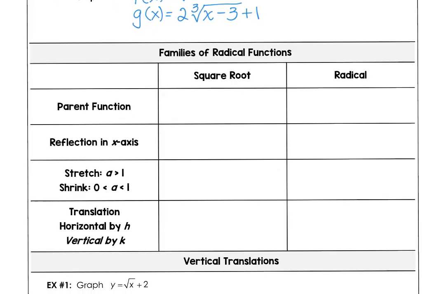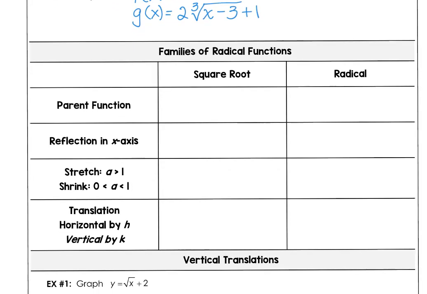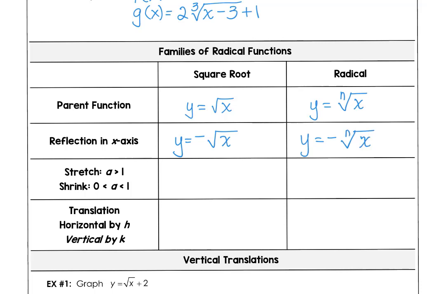For the properties, the parent function for the square root is y equals the square root of x, and the radical function would be y equals the nth root of x. That's the parent function. When you reflect a graph across the x-axis, you need a negative a value, whether it's the square root function or an nth root function, a radical function.